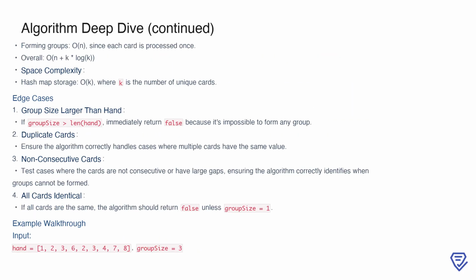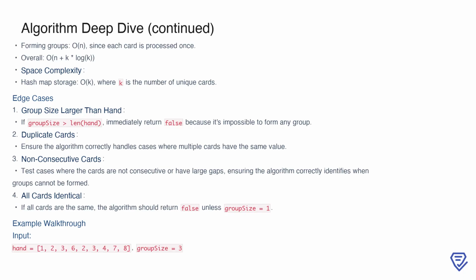Now, let's consider some edge cases that the algorithm needs to handle. First, if the group size is larger than the total number of cards in the hand, we can immediately return false since it's impossible to form any group. Next, we need to ensure that the algorithm correctly handles duplicate cards. For example, if multiple cards have the same value, the frequency count must be accurate to avoid forming invalid groups.